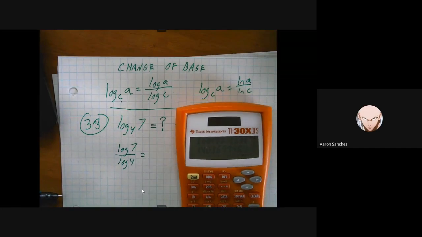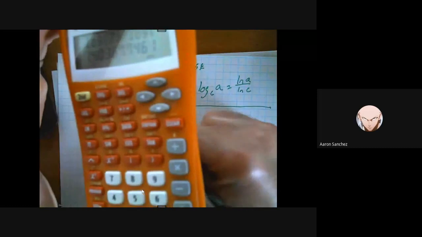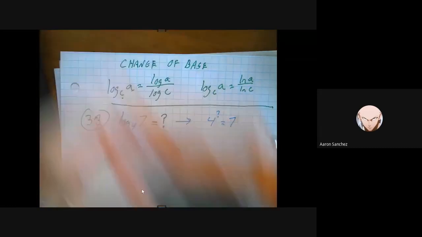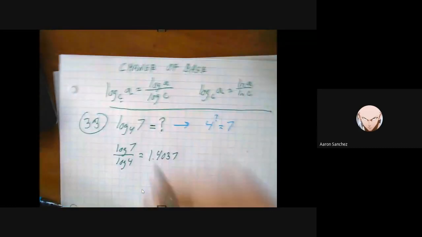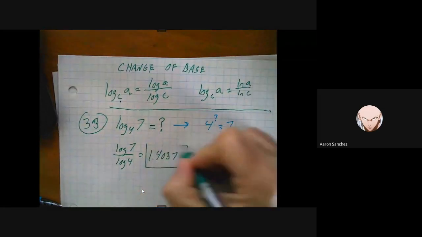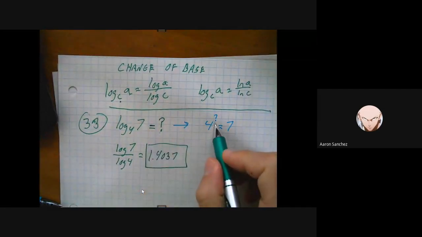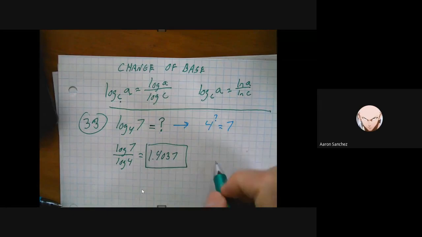1.4037 approximately. Just 3 decimal places is what you need. I'm going to do 4 though. 1.4037. That's the answer you should have got. And that's the change of base. So 4 to the 1.4037 power will equal 7.